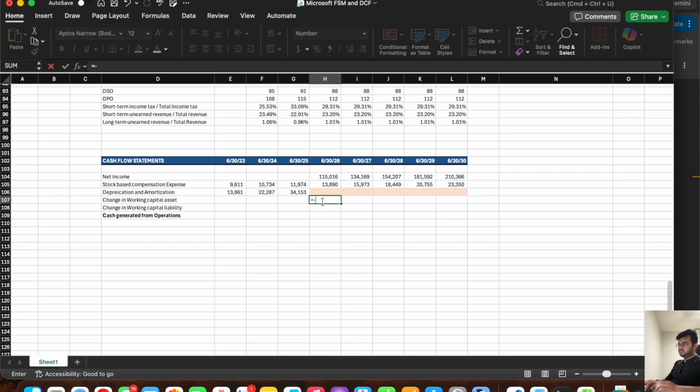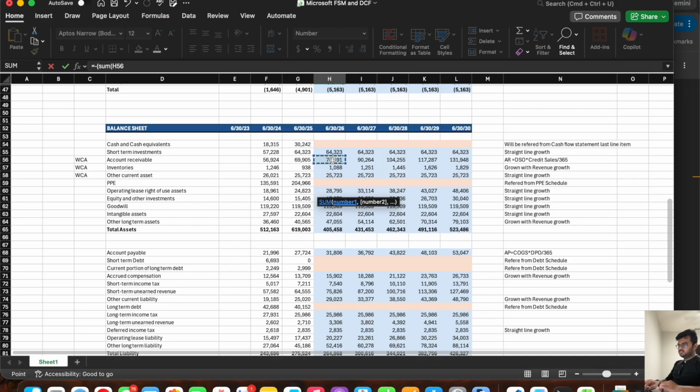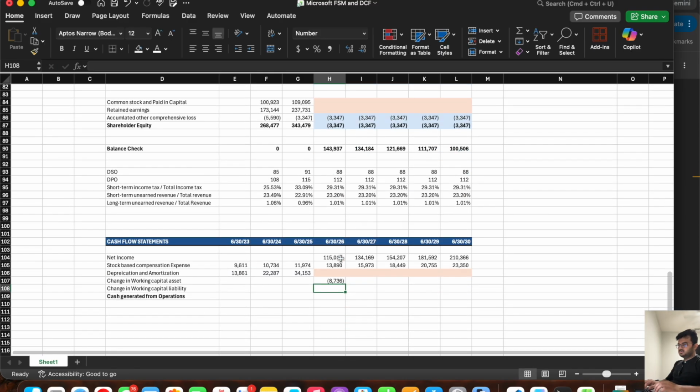With that, let's start putting the formula. I will do it this way: sum of these three minus sum of these three. We will get the working capital asset change, and we will do the same for the next 5 years.